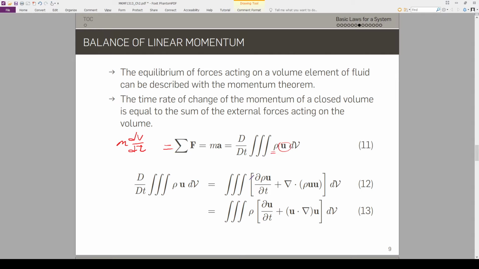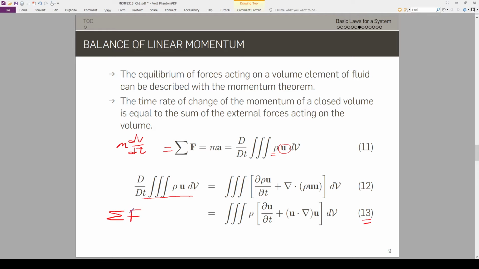So if we expand this equation for the derivative of the volume integral of rho u dV, we can rewrite it as the momentum equation, given by the volume integral of the partial derivative of rho u with respect to t, plus the divergence of rho u. This is equivalent to equation number 13 as shown in the slide here.